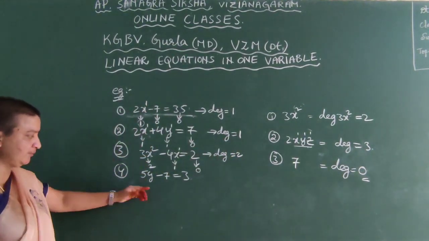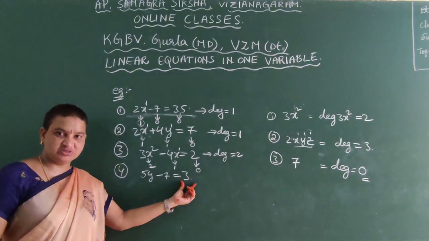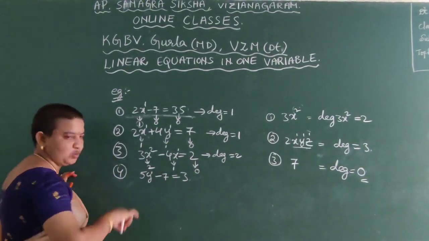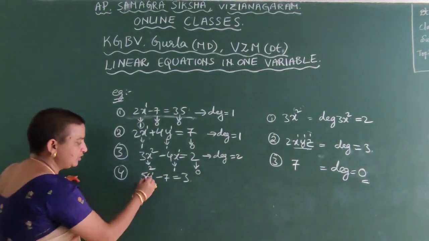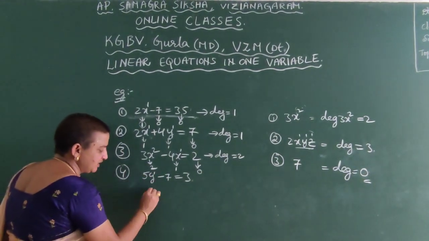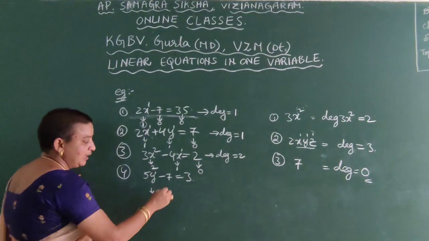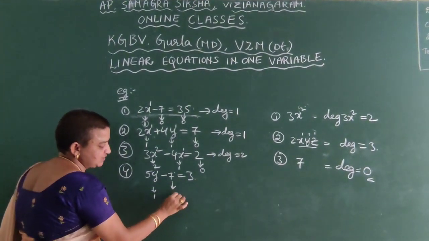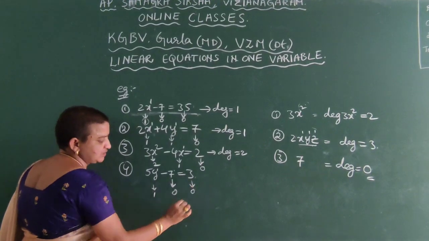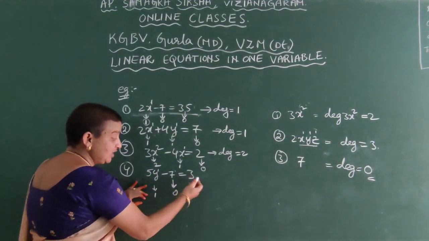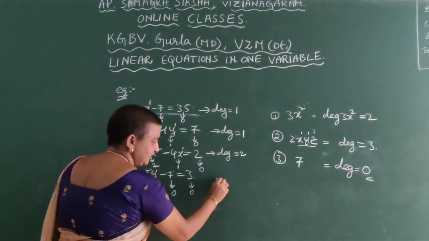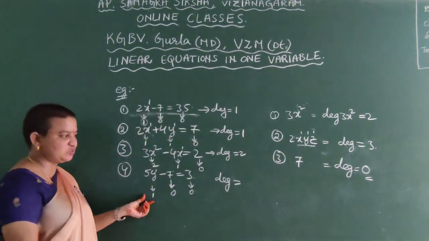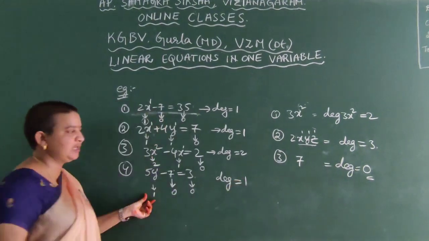Okay. And the last one, 5y minus 7 equals 3. Here the variable is y. The exponent of this term is 1, so the degree of this term is 1. The degree of the constant is 0, so the degree of this one is 0 and also this one is 0. So what is the degree of this equation? 1. The highest number is 1. So the degree of this equation is 1.